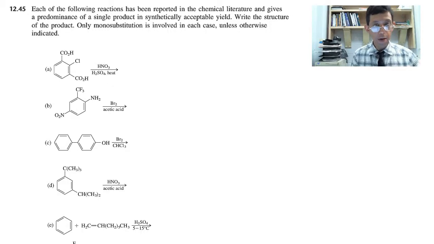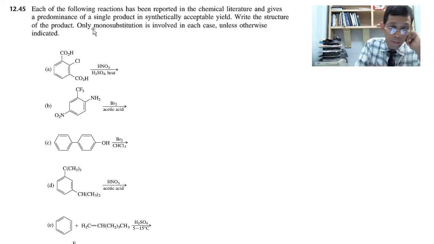Each of the following reactions has been reported in the chemical literature and gives a predominance of a single product in synthetically acceptable yield. Write the structure of the product. Only monosubstitution is involved, in each case, unless otherwise indicated.